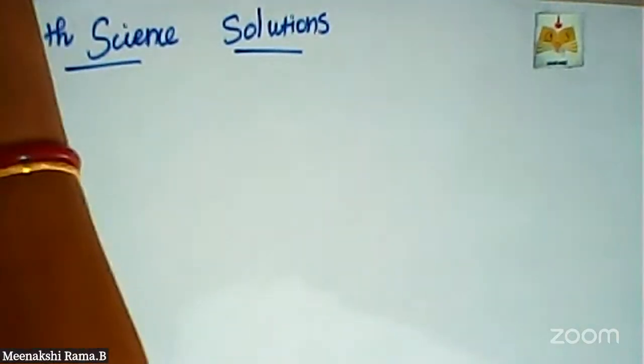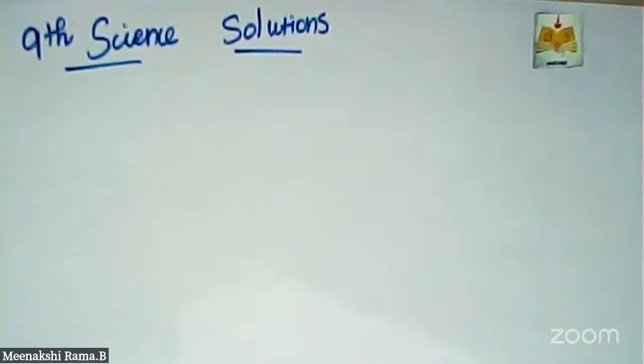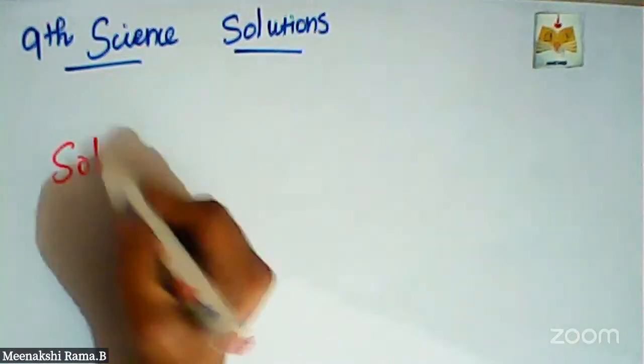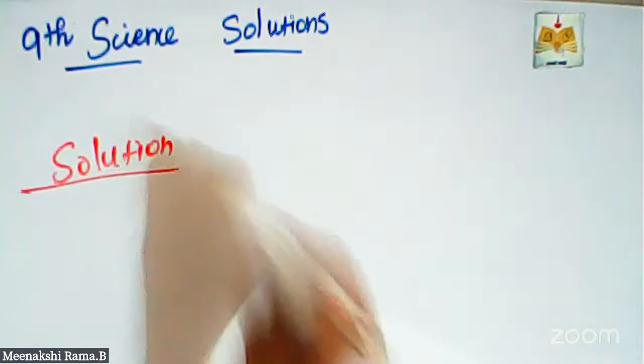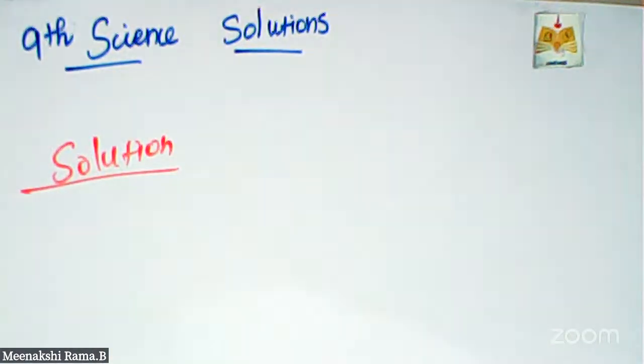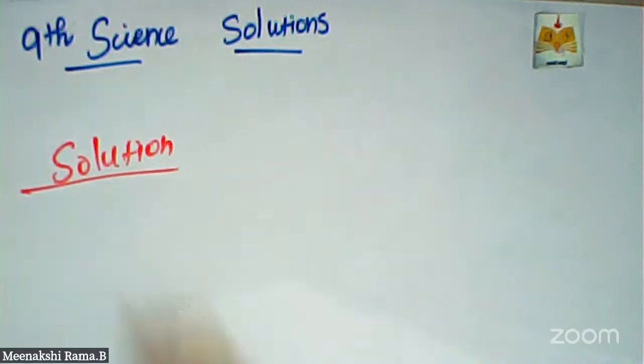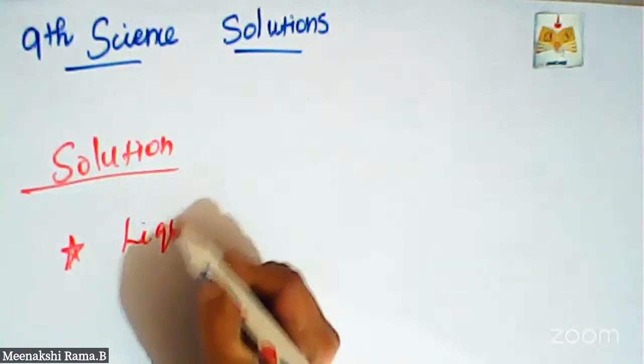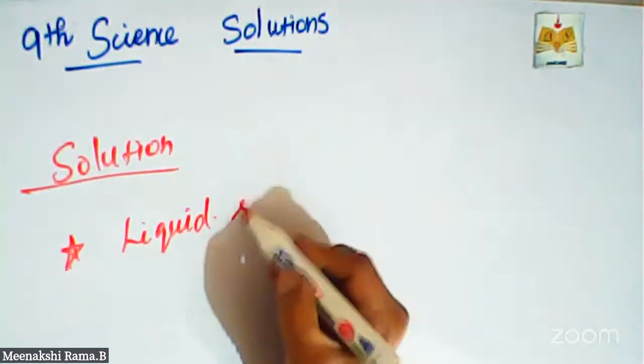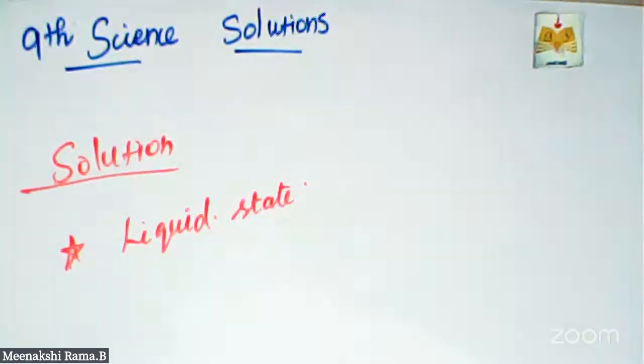Good evening, students. 9th standard science. In this session we are going to learn about solutions. This is the topic of today's session. In previous classes we learned some knowledge about solutions. What is a solution? There are three kinds of states: solid, liquid, and gas. Generally, all solutions are in liquid state only. This is the first concept.